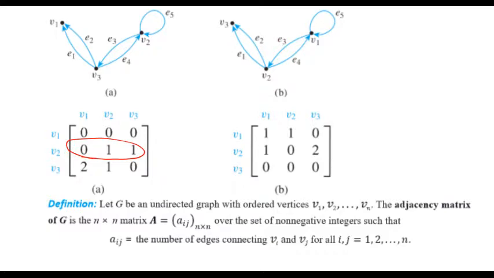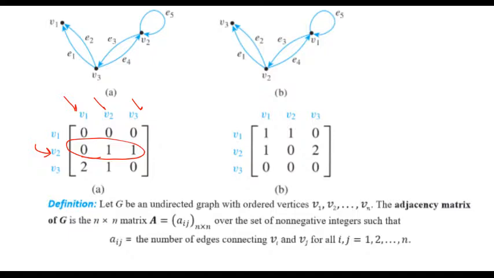Let's see what happens in the second row. In the second row, we need to count the number of arrows starting at v2 and ending at either v1, v2, or v3. As you see, there is no arrow starting from v2 and ending at v1, but there is one arrow from v2 to itself. It's e5 that starts and ends at the same vertex v2. So here we put 1, and there is also one arrow starting at v2 and ending at v3, this arrow called e3.